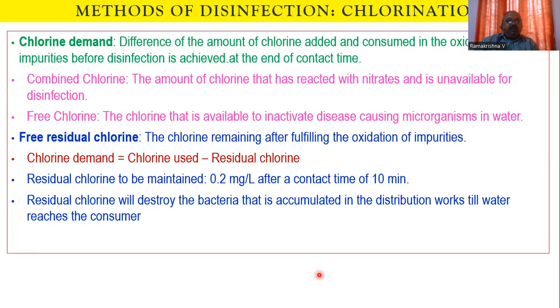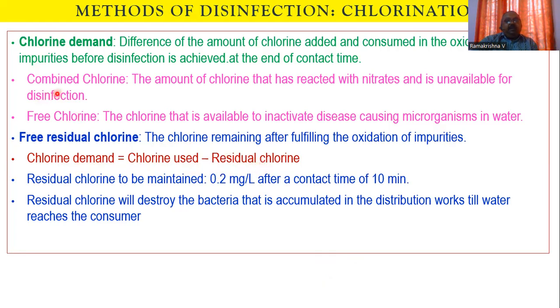Some other terminology is also there. Chlorine demand: when you add some chlorine, it undergoes some process of disinfection, and finally it is available in the form of residual. How much is added and how much is utilized, that is the chlorine demand. The difference of these values is nothing but the chlorine demand. So chlorine demand is chlorine used minus whatever is left over. If 10 milligrams of chlorine is used, only 8 milligrams is converted for disinfection. 2 milligrams is left over, that is your residual chlorine.